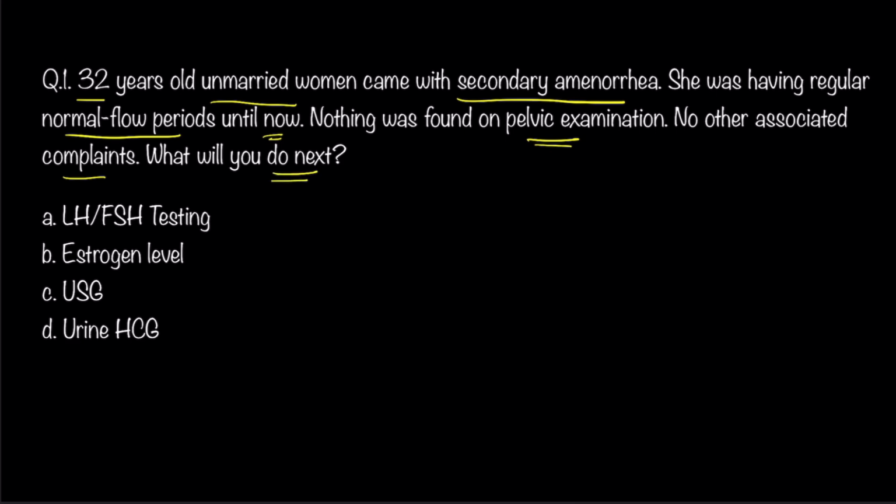We have four options: LH FSH testing, estrogen level, USG, or urine HCG. Here we can see she had the periods before, that's why it is secondary amenorrhea, but missing her recent periods. Pelvic exam is normal without any other complaints, so we should doubt pregnancy in this case. Don't get confused with the word unmarried and give priority to the pregnancy test. So, out of given options, we do urine HCG for pregnancy. So, the answer will be option number D.